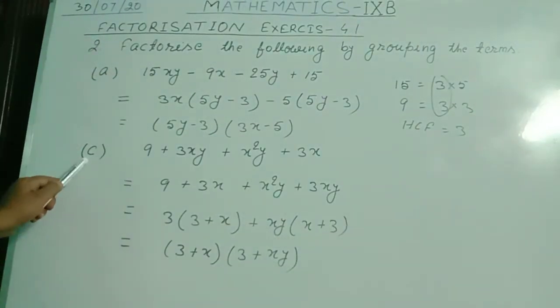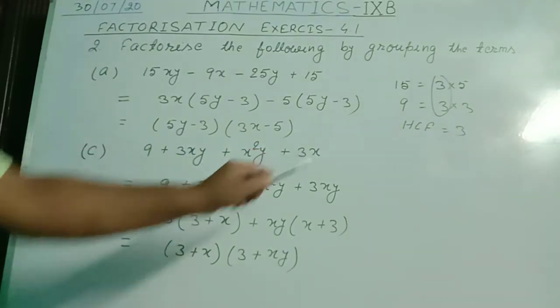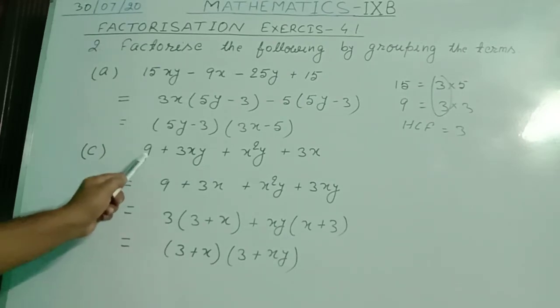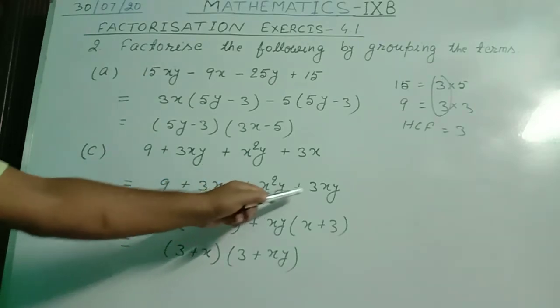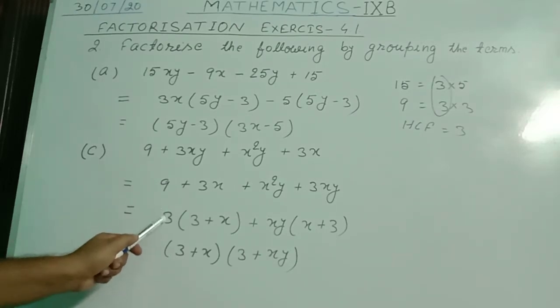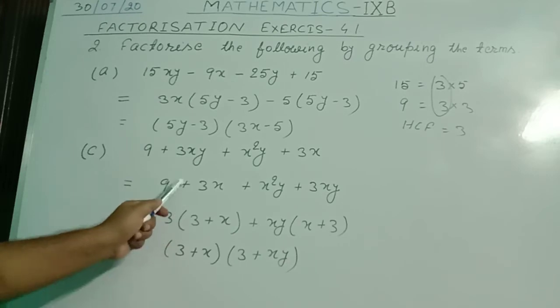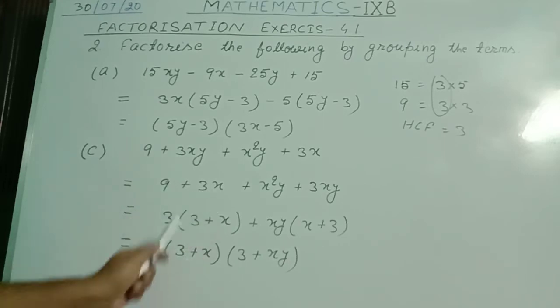In question number 2c, the equation is 9 plus 3xy plus x square y plus 3x. So I have made the group 9 plus 3x and x square y plus 3xy. From the first two terms, we can take common 3. Then what is left in this term? Only 3 is left. Plus came here, and what is left here? 3 came out, so only x is left, bracket closed.